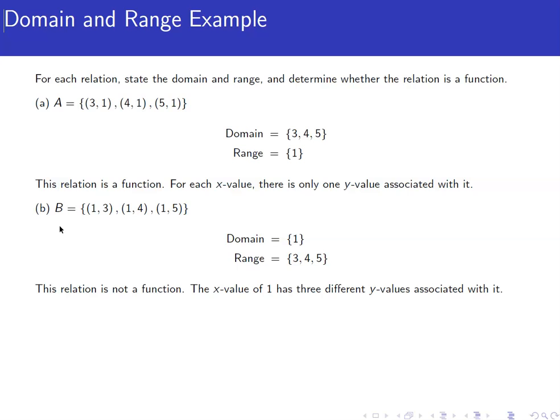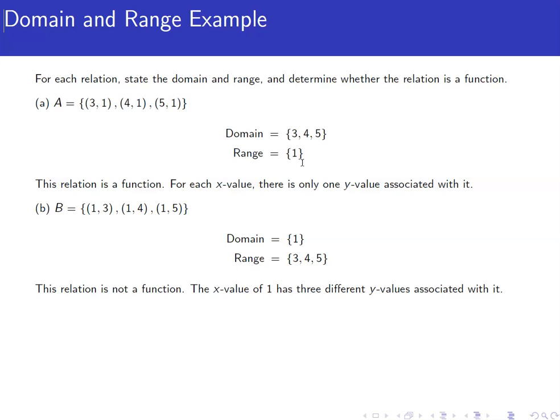So in this first example, we have A as the set of ordered pairs (3, 1), (4, 1), and (5, 1). Remember, the domain of a relation is all the x coordinates that we see. In this case, we see an x coordinate of 3, 4, and 5. So our domain is the set containing 3, 4, 5. Our range is the set of y coordinates. In this case, we only see one y coordinate. We see 1 each time, so the range is the set containing 1.